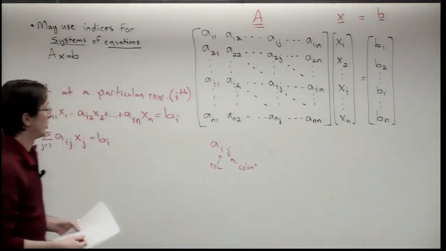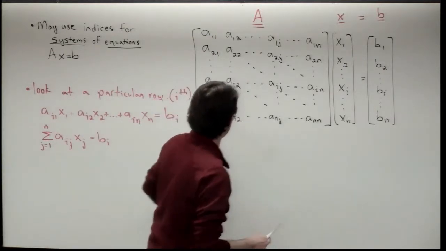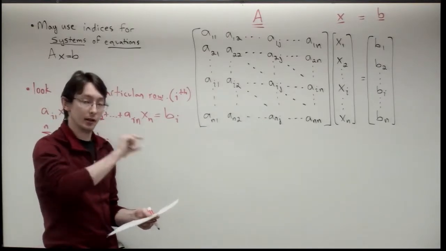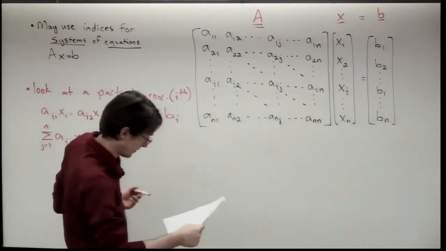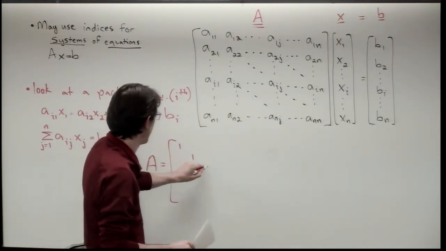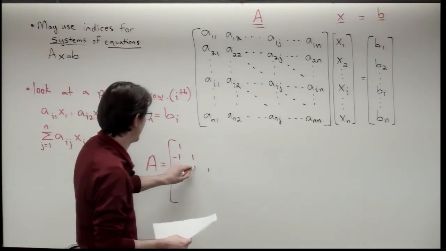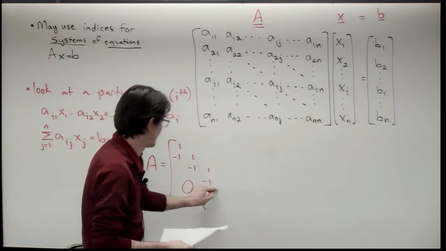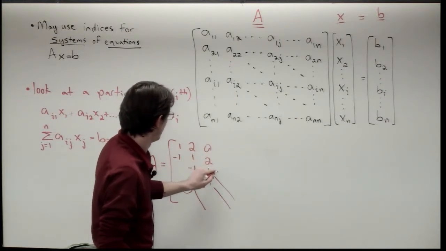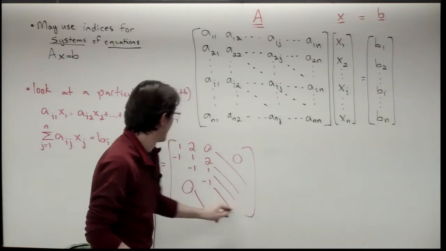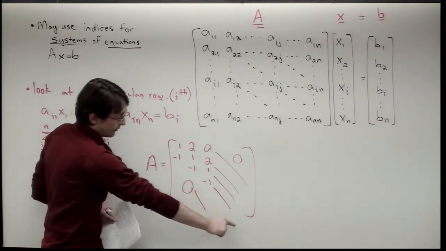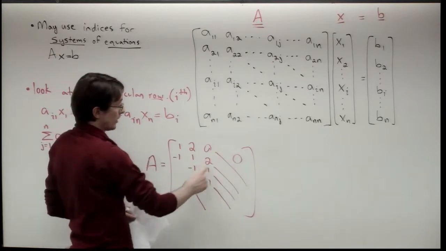And the last thing I want to show you is how, if I look at a particular row equation for a specific matrix, I can write this in terms of a very simple subscript equation, sometimes called a difference equation. Let's say I have a particular A, where it's 1s on the diagonal, -1s just below the diagonal, and 2s right above the diagonal, and 0s everywhere else.